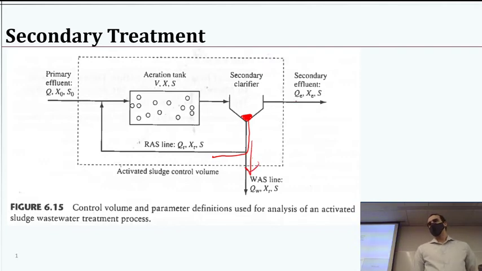We have new flows exiting our system. We have this waste activated sludge, WAS, line here, and it really ends up controlling a lot of the process, so we're going to talk about that. We can also have an aeration tank outside of a system like this where we don't have a clarifier, so we could just have something like a CSTR sitting there.